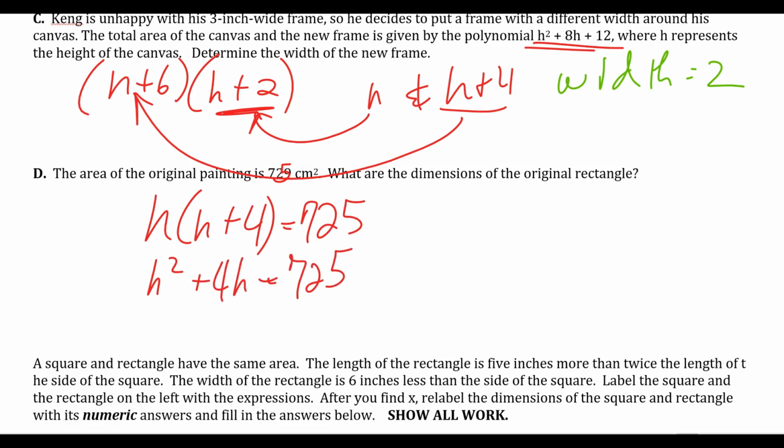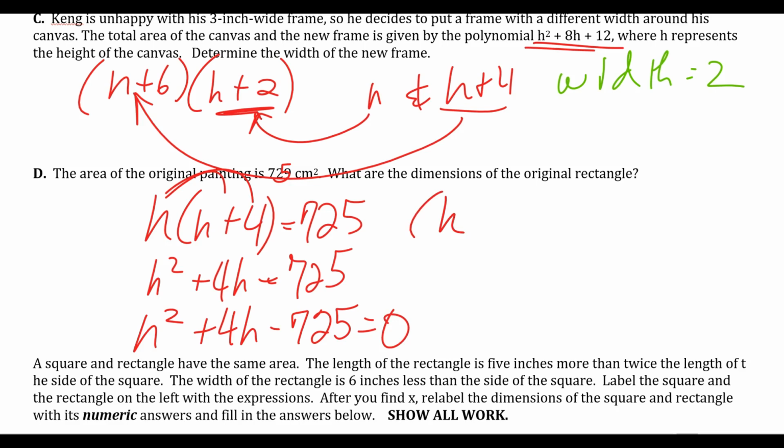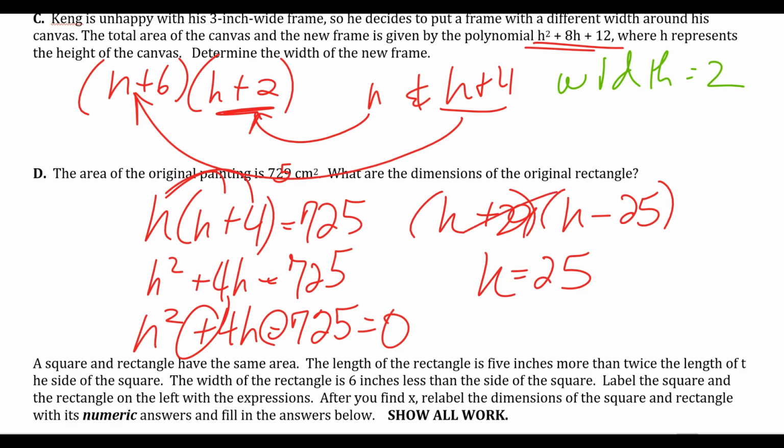And then we use the zero product property by subtracting 725 from both sides, we get h squared plus 4h minus 725 is equal to 0. And now we can use the zero product property and factor this. This factored into h plus something and then h minus something because of this sign right here. And so we realize that it's going to be a positive 29 because this sign is greater, and a negative 25. And so h has to be 25 because this gives me a negative number. And so the dimensions will be 25 by 29.